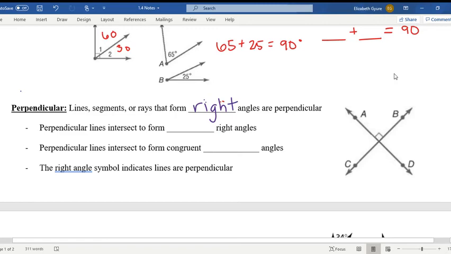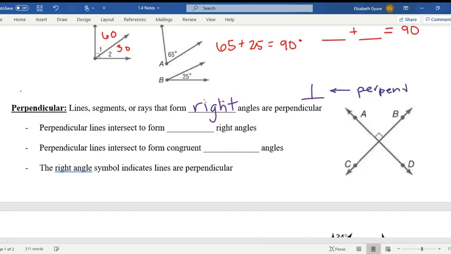So there's a few things you need to know. First of all, there is a special symbol for perpendicular, and it looks like an upside down T. So if you see a little upside down T, this means perpendicular to. That's how you would read that.